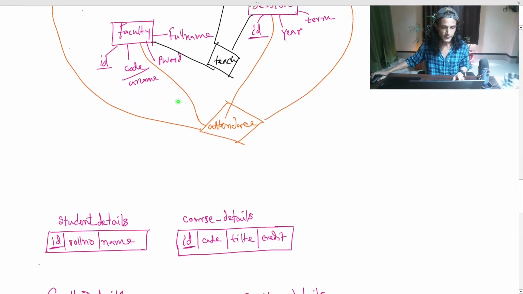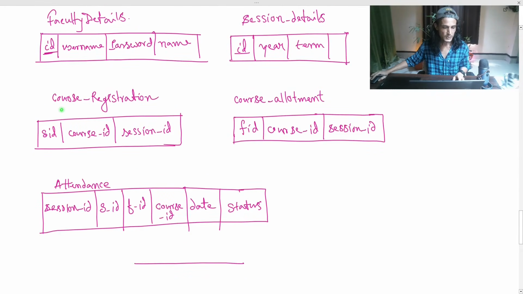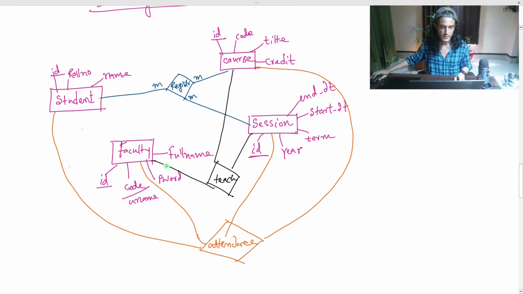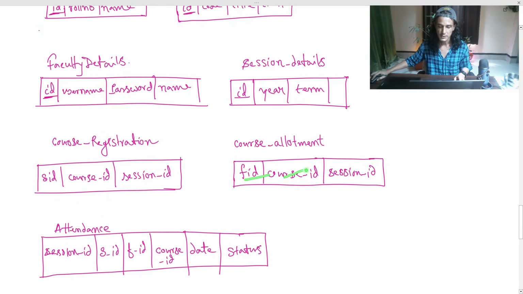You see here, for example, this register relationship, I'm writing course registration: student ID, course ID, and session ID. They are the primary keys of the corresponding entities participating in that relationship. Similarly, course allotment, or here teach: faculty ID will come, session ID will come, and course ID will come. So course allotment has faculty ID, course ID, and session ID, and all of them combined will become the primary key of this particular table.